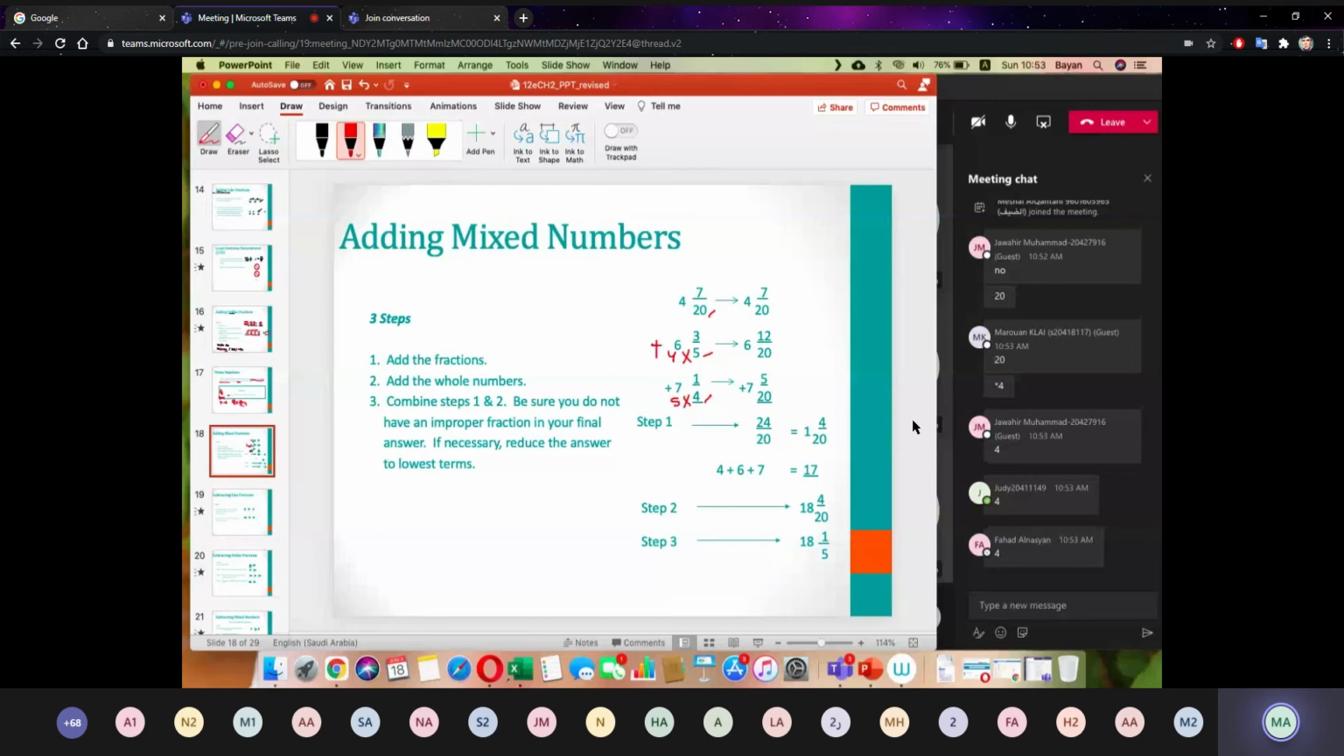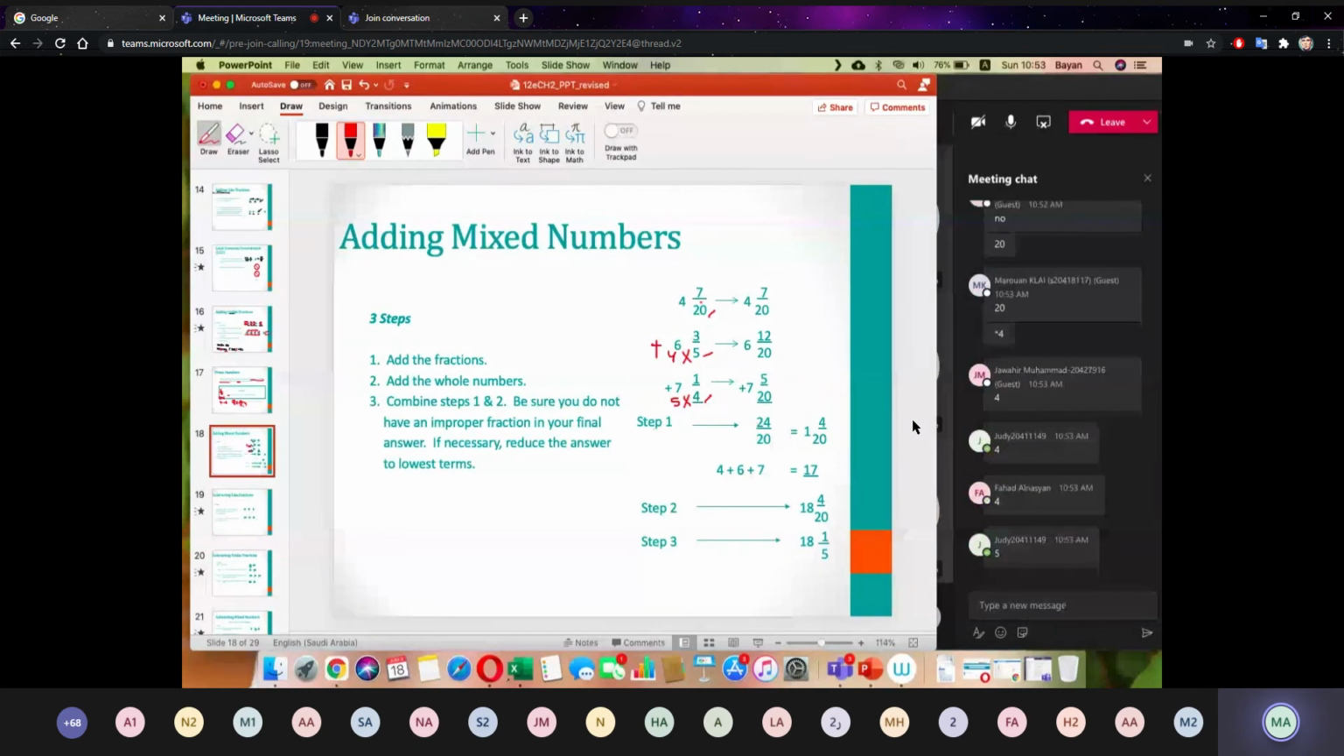So here we have 4 with 7 over 20 plus 6 with, here also this 3, we multiply it by 4. So 3 times 4 will give you 12. 4 times 5 will give you 20. So we have 6 with 12 over 20. Here we have 7 and 1. We multiply it by 5. 1 times 5 will give you 5. 5 times 4 will give you 20. So we have 7 with 5 over 20.